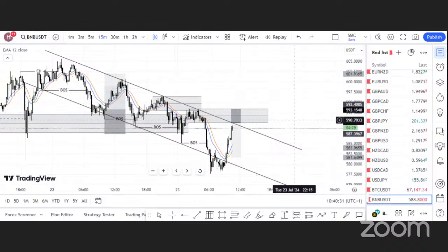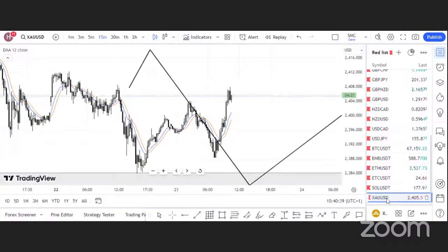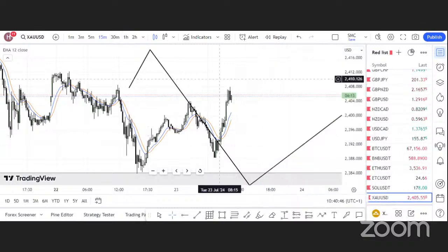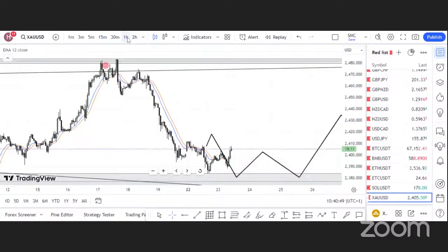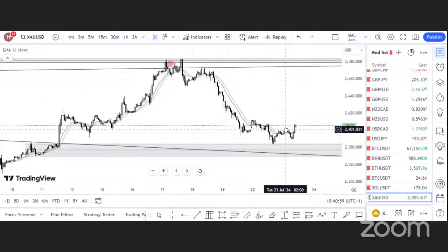All right. So let's analyze. I think for the next one, let's analyze gold. So the first thing you want to do is head on to your 1 hour time frame. On the 1 hour time frame, it is very easy to get your market direction. You can also get it on the higher time frame. For me, you can get it on 4 hour, 2 hour, 1 hour, or daily time frame.